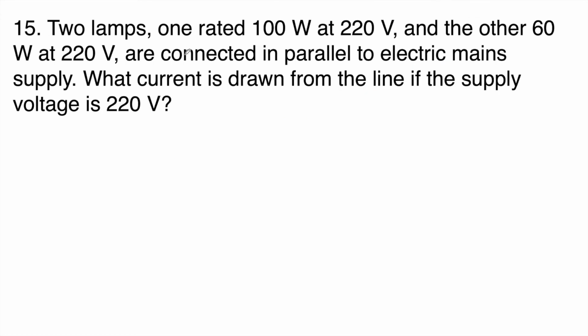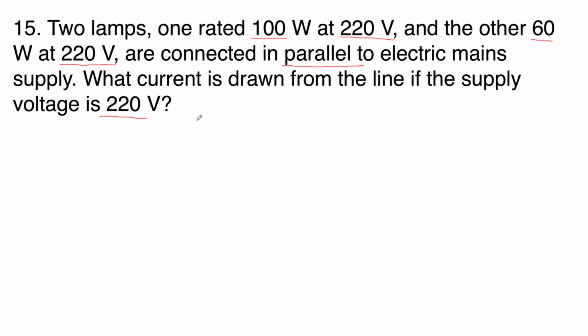Question number 15. Two lamps, one rated 100 watt at 220 volt and the other 60 watt at 220 volt, are connected in parallel to electric main supply. What current is drawn from the line if the supply voltage is 220 volt? Okay, so it is given here, it is a parallel connection. In parallel connection, voltage always remains the same, but the current flow will be different. So that current we should calculate here, and the different powers are also given.